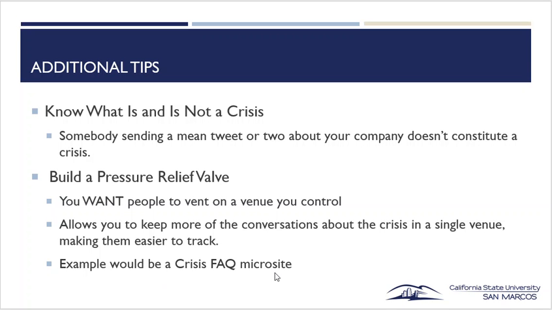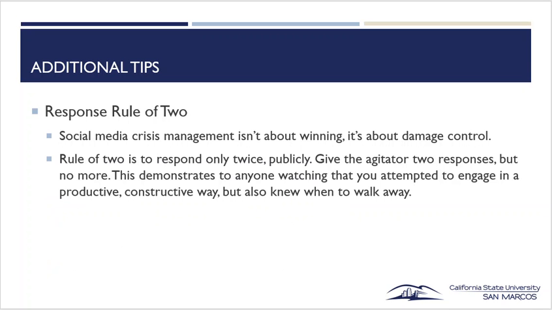I also have seen, I think something happened with Delta years ago, and Delta created a special Twitter account just for the complaints, and Delta gave feedback on how they were going to fix everything. So everyone went to one platform. Response rule of 2: social media crisis management isn't about winning, it's about damage control. So the rule of 2 is to respond only twice publicly, give the agitator 2 responses, but no more. This demonstrates to anyone watching that you attempted to engage in a productive, constructive way, but also knew when to walk away. You can also encourage the person to continue the conversation offline.